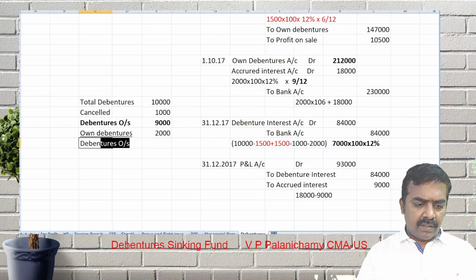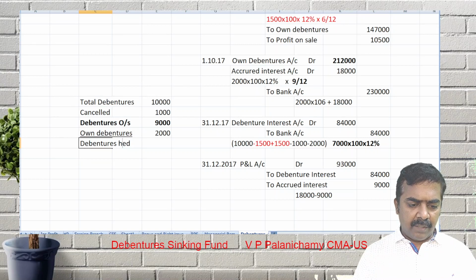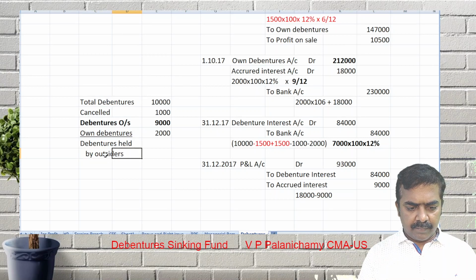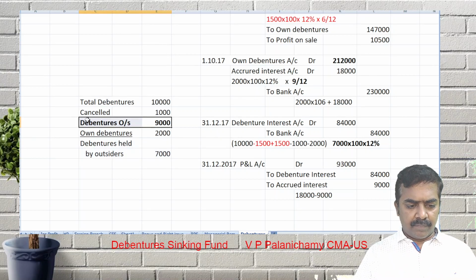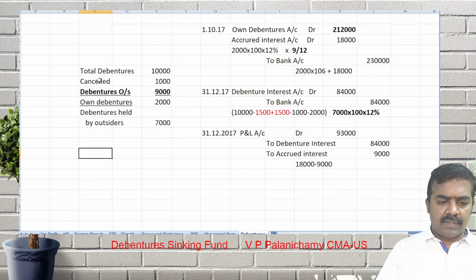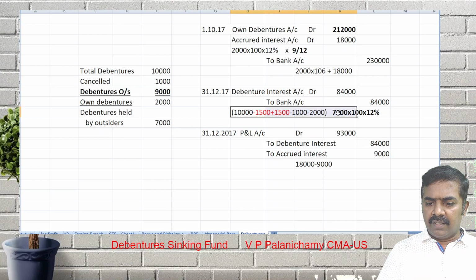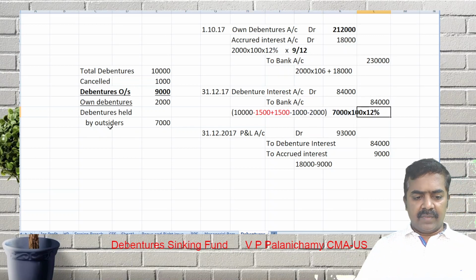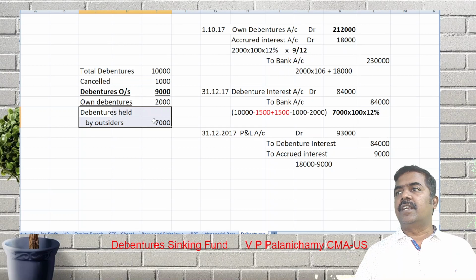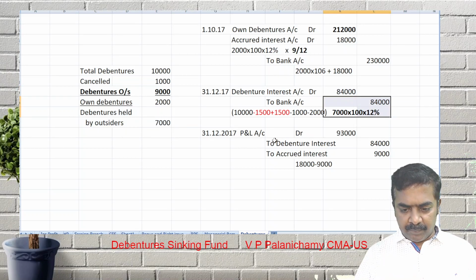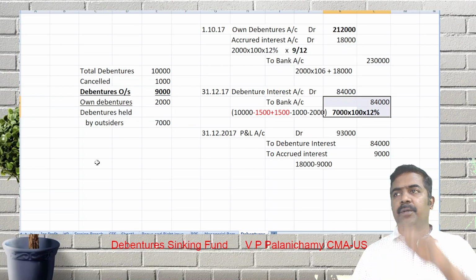Otherwise, debentures held by what? By outsiders. எவ்வளோ இருக்கும்? 7,000. So these are the debentures held by outsiders. For that only the interest is paid now. Other than the interest calculation, like this also you can look at 7,000 into 12%. Okay, debenture interest is paid to what? Debentures held by outsiders. So 7,000 into 100 into 12%, 84,000.